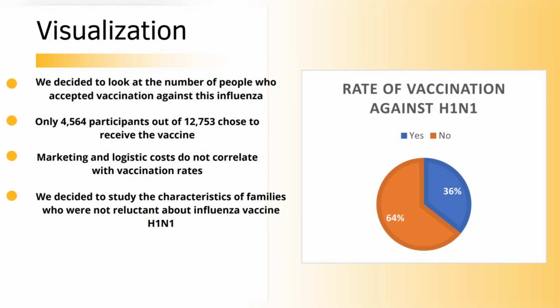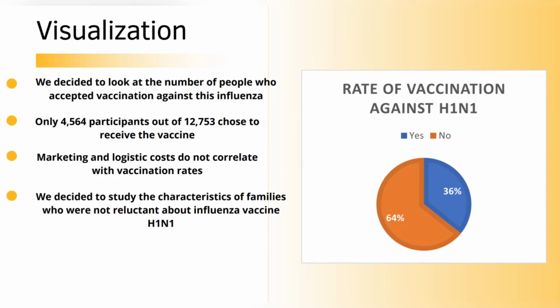Based on the available data on children invited to get vaccinated against the H1N1, we decided to look at the number of people who accepted vaccination against this influenza. The study found that only 4,500 participants out of 12,700 chose to receive the vaccine. This study therefore shows that the vaccine invitation process used by the state is inefficient because marketing and logistic costs don't correlate with vaccination rates.